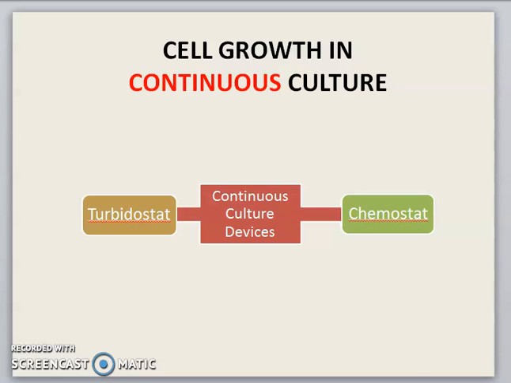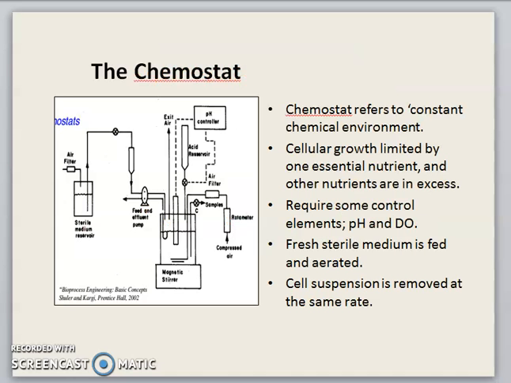This schematic diagram shows the primary types of continuous cultivation devices, which are the chemostat and turbidostat. The chemostat refers to a constant chemical environment, and the cellular growth is limited by one essential nutrient while other nutrients are in excess. This chemostat system requires control elements, which are pH and DO as well as temperature. The fresh sterile medium is fed and aerated, and the cell suspension is removed at the same rate.